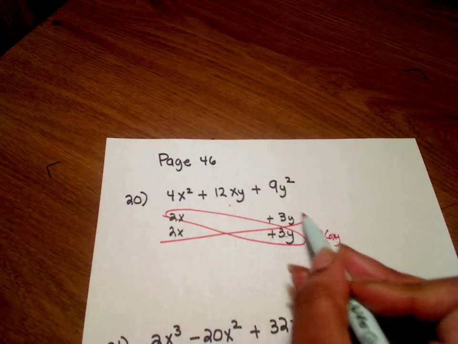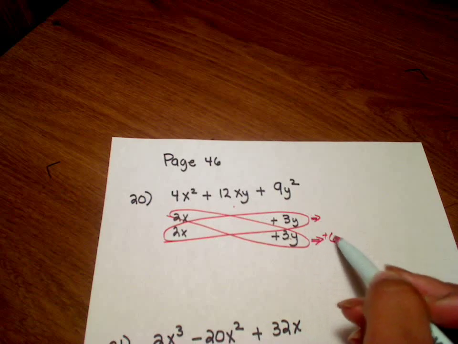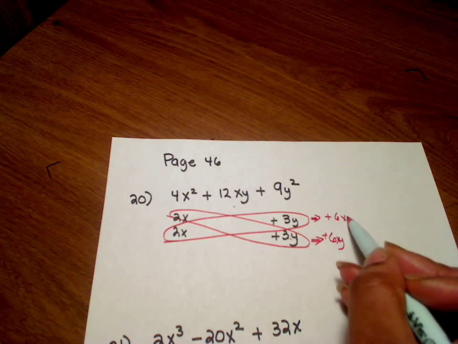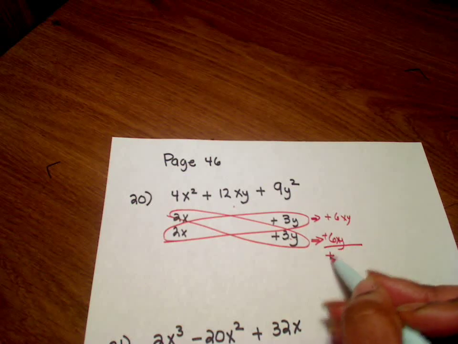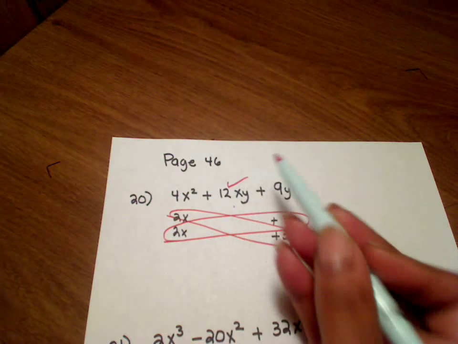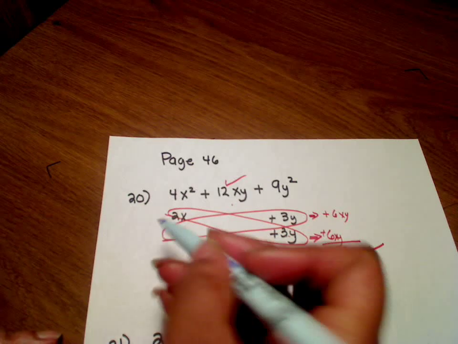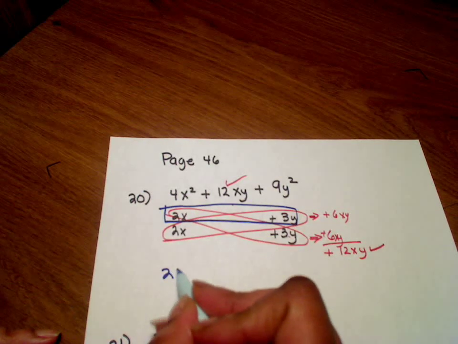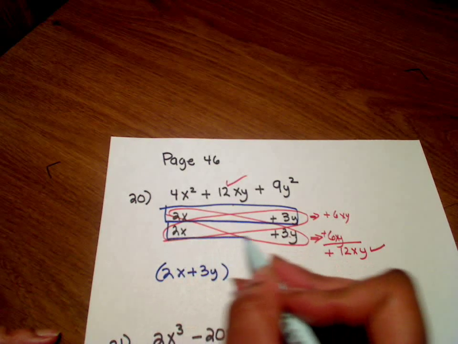Then I'm going to cross multiply here. This method is only for checking for the middle term. When I do that, notice once again I end up with a positive 6xy. By adding those two products, notice I come up with a positive 12xy. That checks with the middle term that we have here. Therefore, my factors are going to be these two. So it's going to be 3x plus 3y. And it's also going to be this.